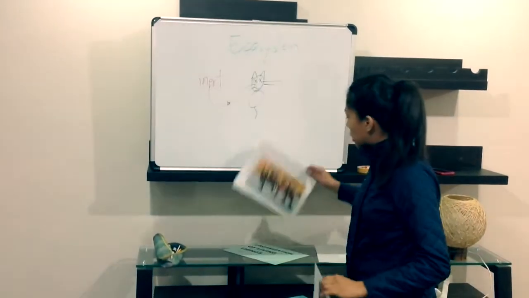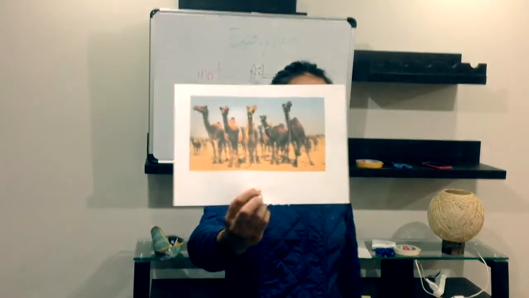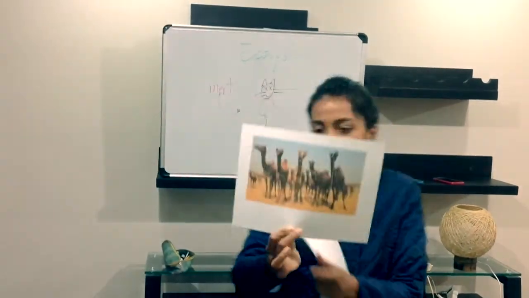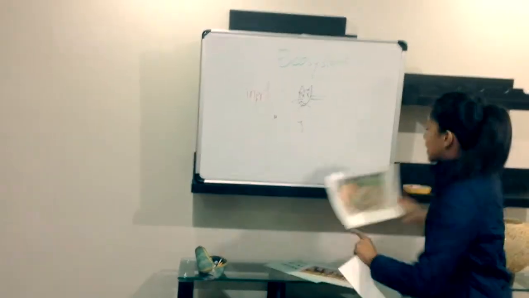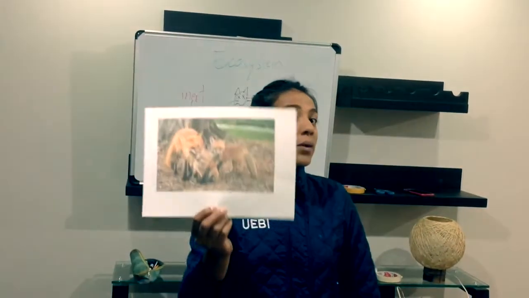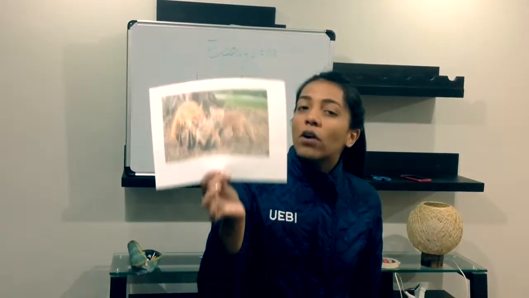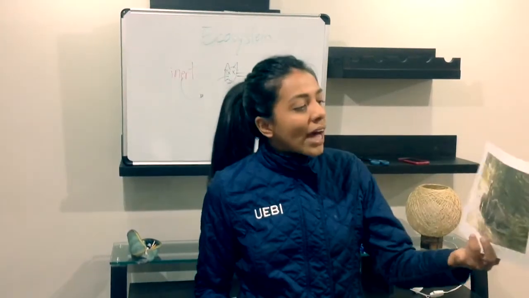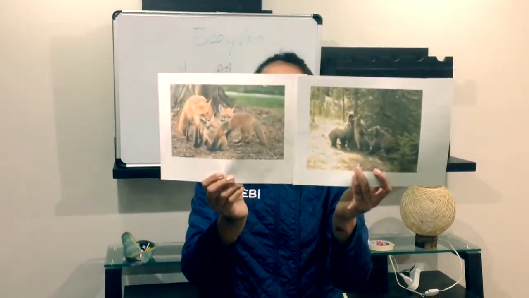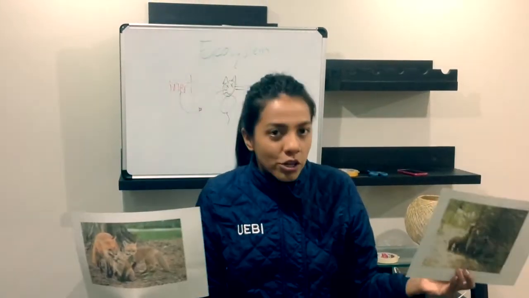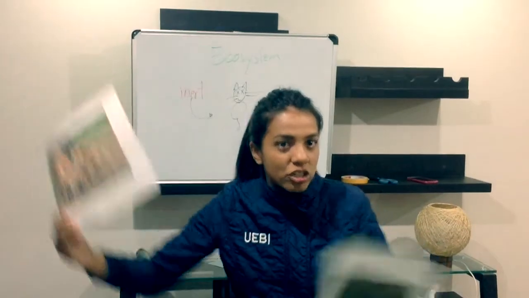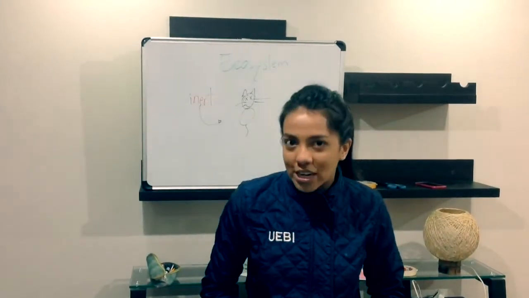Now, we are going to see here another population. This is going to be in another habitat because this population of camels is going to belong to the desert. Now in here I have another population of foxes. Foxes are going to live also in the forest. So if we have all the forest and we have bears and foxes living together in the same place, they are going to form what? A community. Groups of animals, or 2 or more populations living together are going to form a community.